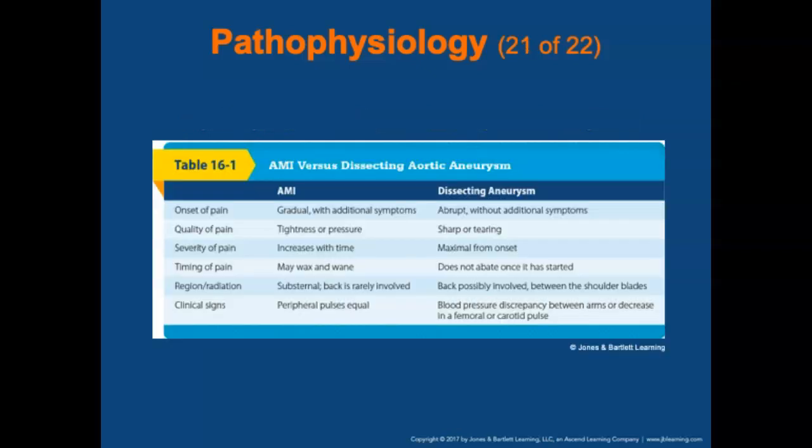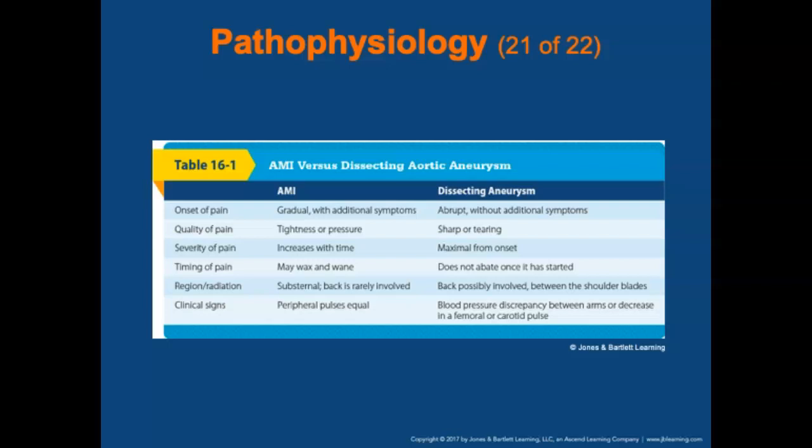This table on the slide lists the different pain presentations between the acute myocardial infarction and the aortic aneurysms. Take a look at this table and compare the difference. When you have an AMI, the onset of pain could be gradual with additional symptoms. But with a dissecting aneurysm, when there's an aneurysm present, it is an abrupt pain without additional symptoms.